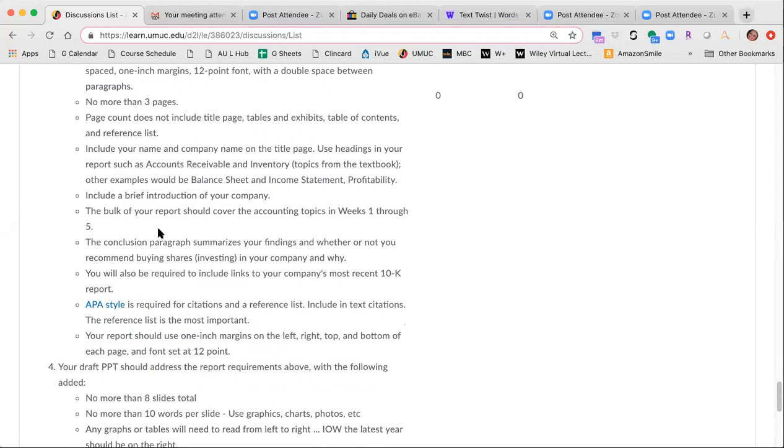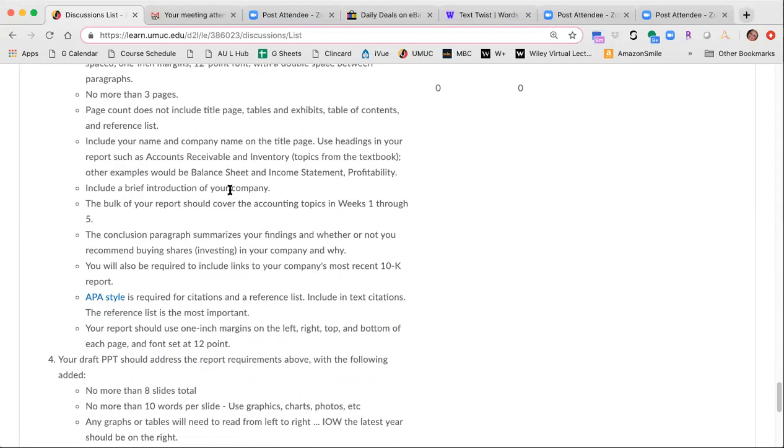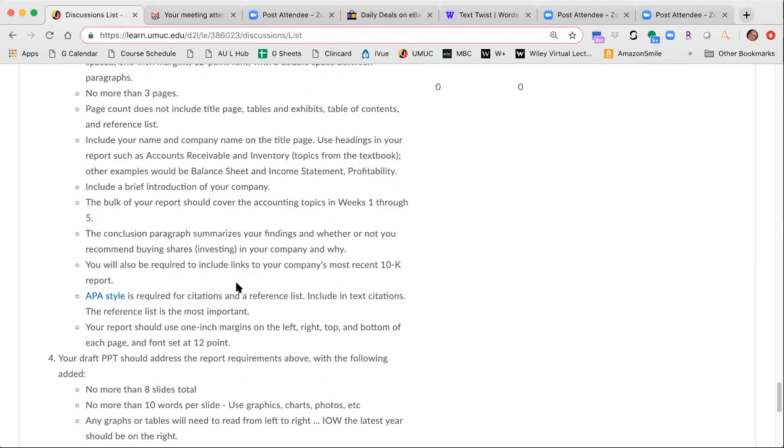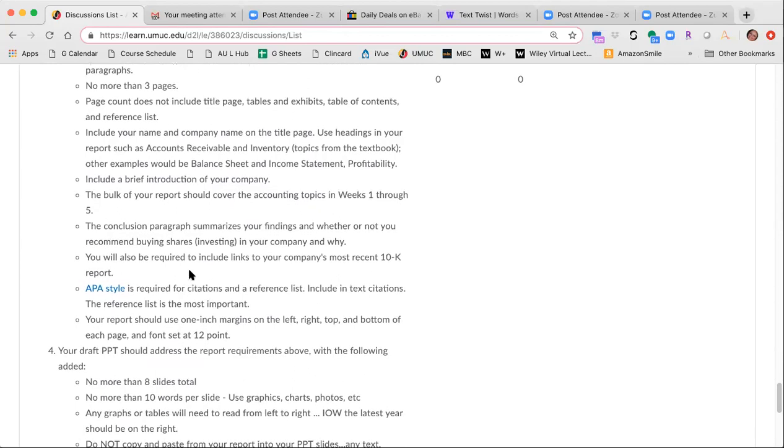So for your company, do a brief introduction. You can tell us a little bit about it. Some of that information you've already done. So you can say that the company is headquartered in this place, the company began business in a certain year, and you know who the CEO and the CFO are. So that stuff you can include there.